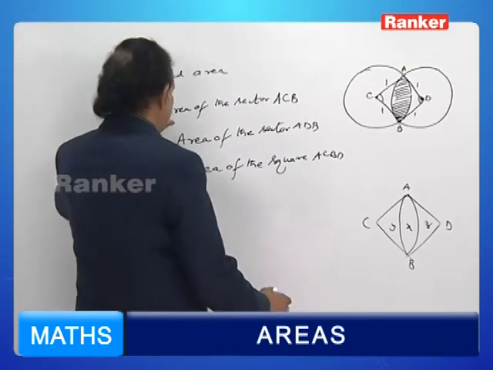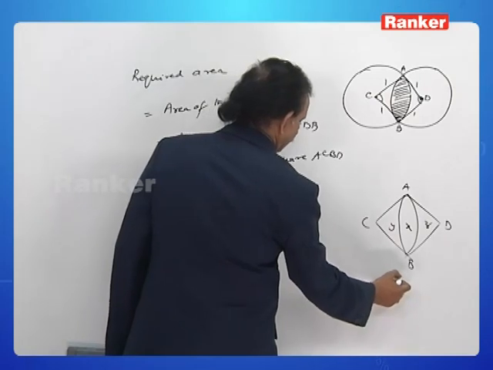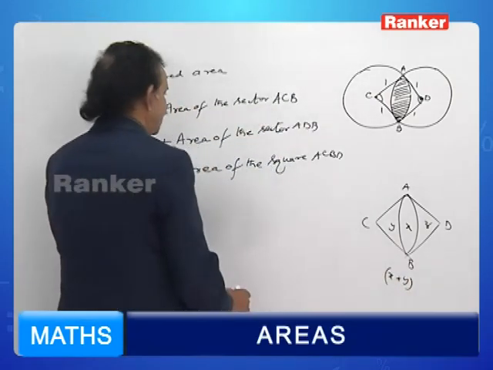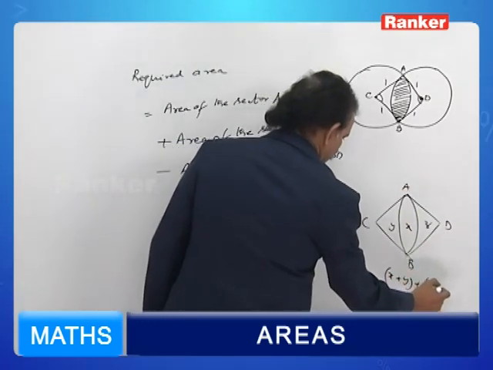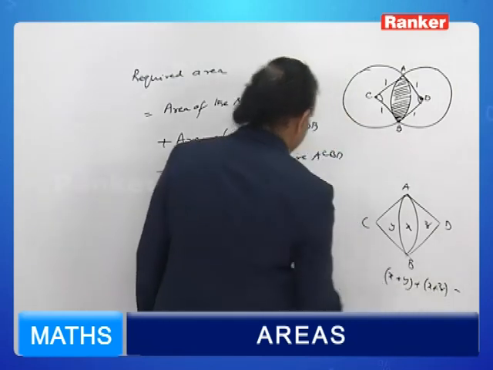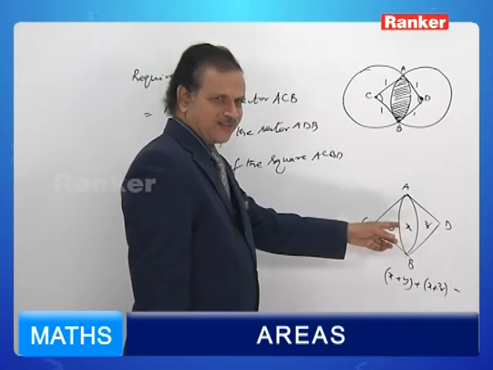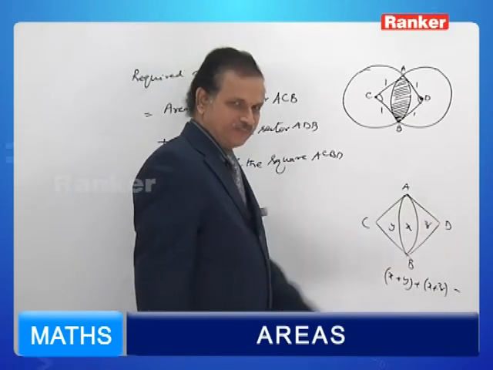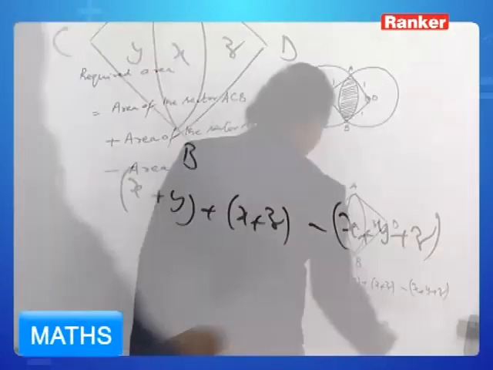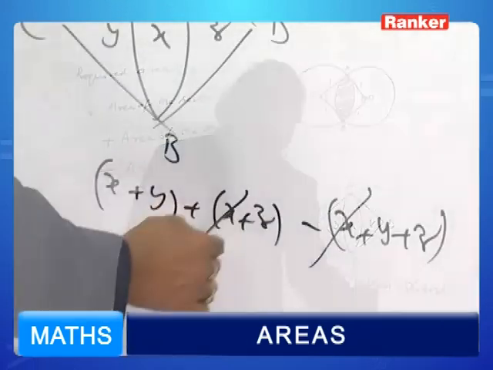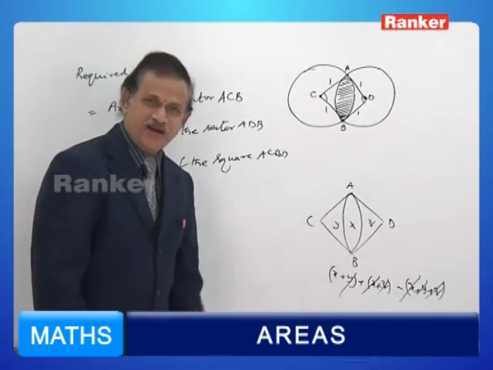Let us see. First step, area of the sector ACB. What is the area of the sector ACB? X plus Y. Next, area of the sector ADB. What is ADB? X plus Z. Minus area of the square ABCD. Totally, the total area is X plus Y plus Z. Isn't it? What is going to happen? 1x, 1y, 1z, leaving you x, which is required.